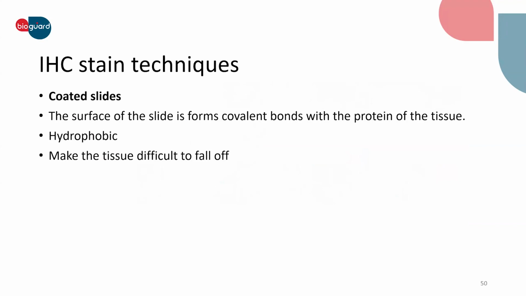Before staining begins, one small but crucial detail is using coated slides. These slides are treated with substances like poly-L-lysine or silane, which form covalent bonds with tissue proteins and create a hydrophobic surface. During IHC, heat, buffers, and multiple washes can cause tissue to fall off regular slides. So coated slides help the tissue stick firmly, even under tough conditions like antigen retrieval. So while they may seem minor, slide choice plays a big part in IHC success.